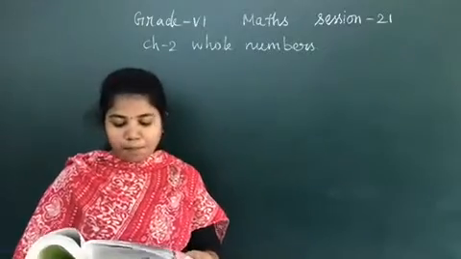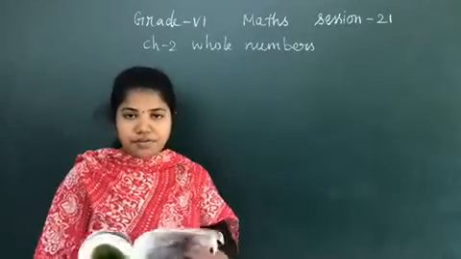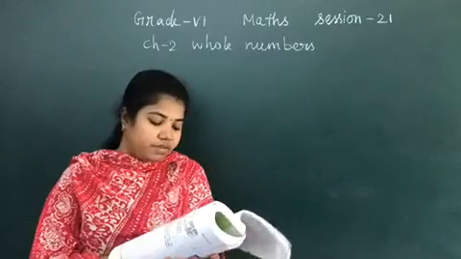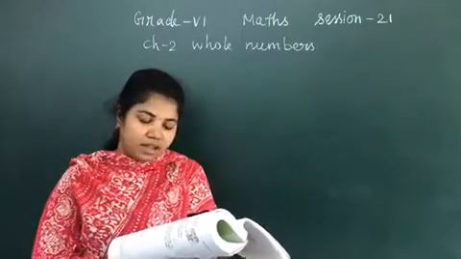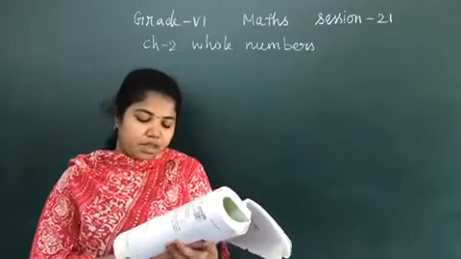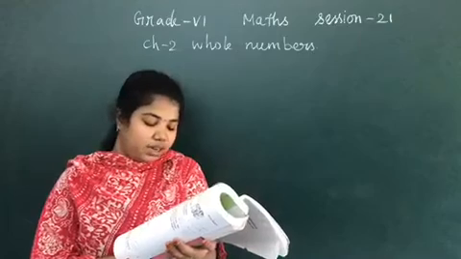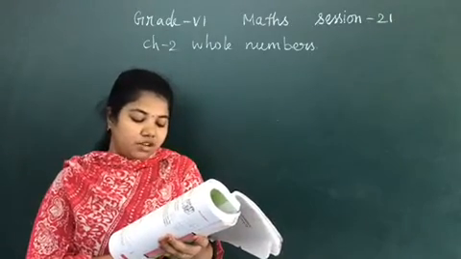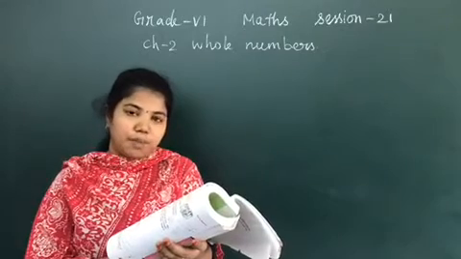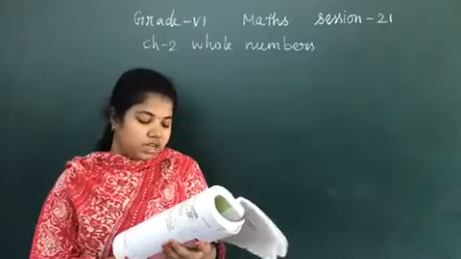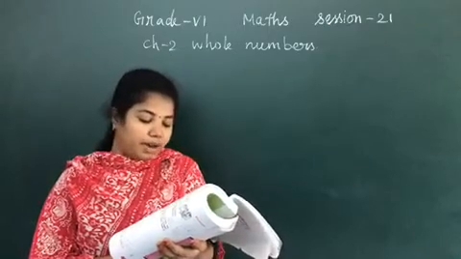Please take your book, page number 40, and listen to the fifth sum. I'll read the question. A taxi driver filled his car petrol tank with 40 liters of petrol on Monday. The next day, he filled the tank with 50 liters of petrol. If the petrol cost rupees 44 per liter, how much did he spend in all on petrol?